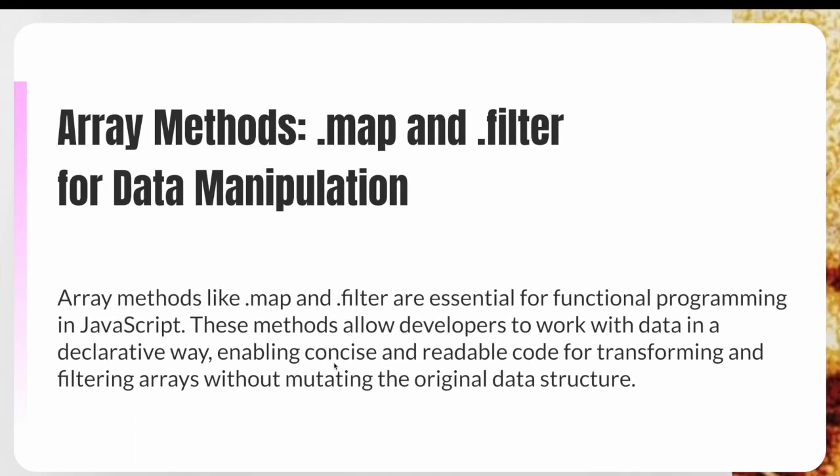Array methods map and filter for data manipulation. In short, map transforms each element into a new value, producing an array of equal length, while filter selects elements based on a predicate, producing a potentially smaller array. Both are declarative, side-effect-free patterns that improve clarity over manual loops. They compose cleanly, enhance testability, and align with functional programming practices for predictable data pipelines.